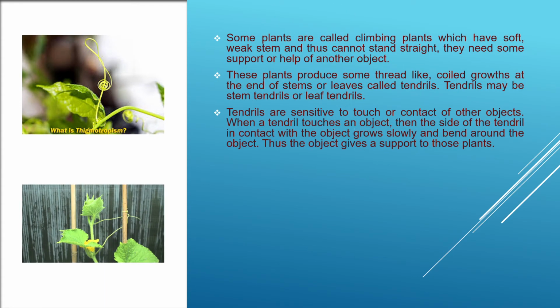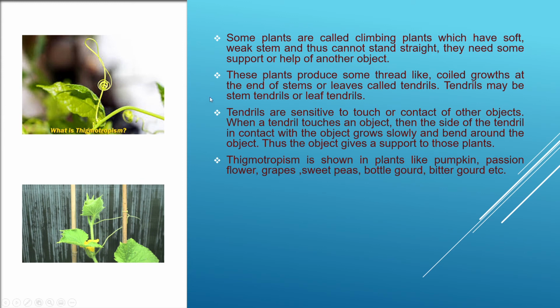In this picture you can see some plants with very weak stems, like pumpkin, bitter gourd, grapes, passion flower and bottle gourd. That means they cannot stand straight. So during their growth they need some object to stand straight. But how will they stand straight? These plants produce thread-like, coil structures at the end of the stem or leaves, called tendrils.